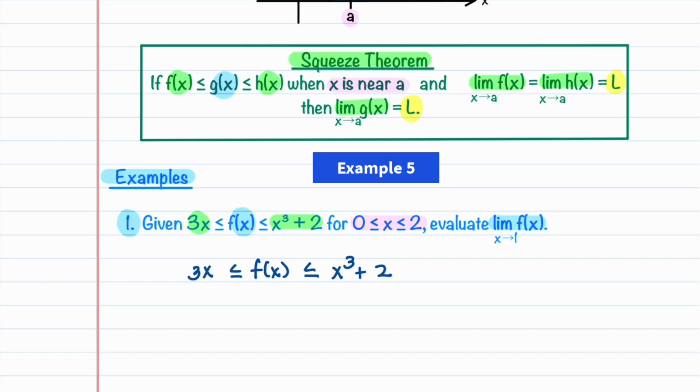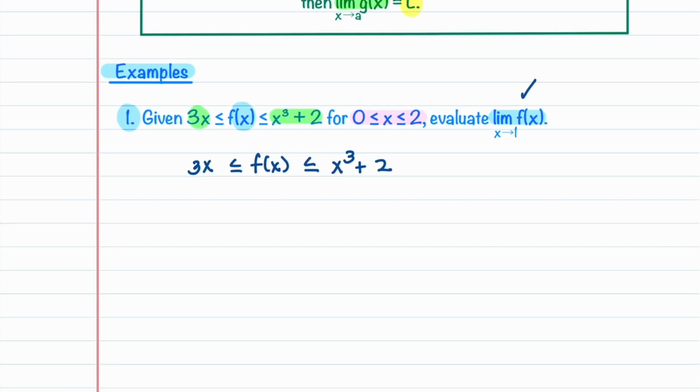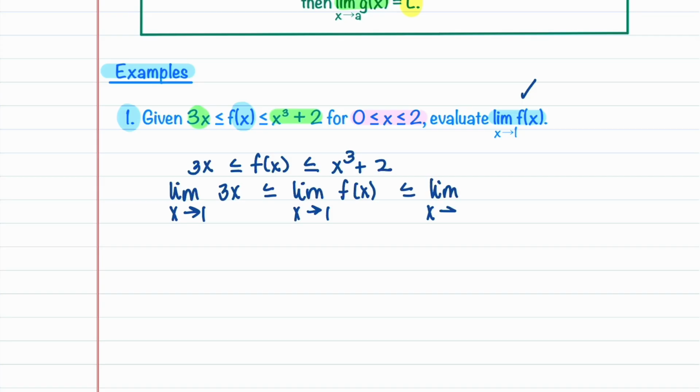Now let's look at what we want to find. We want to find the limit as x goes to 1 of f of x. So we'll take the limit as x goes to 1 of all three of these functions. We have the limit as x goes to 1 of 3x less than or equal to the limit as x goes to 1 of f of x less than or equal to the limit as x goes to 1 of x cubed plus 2.